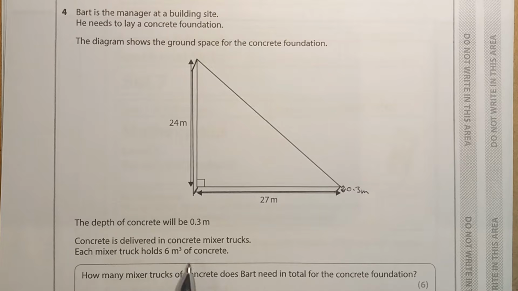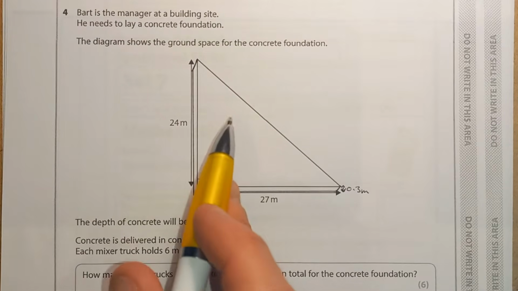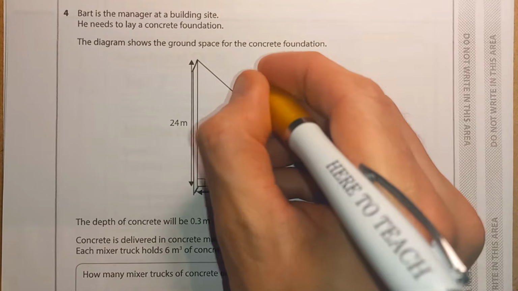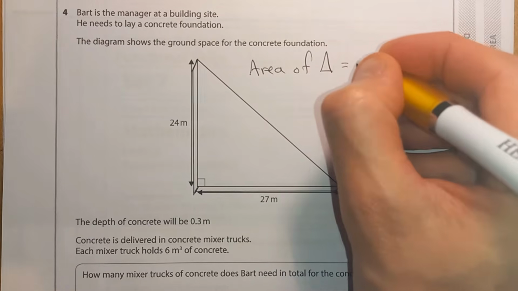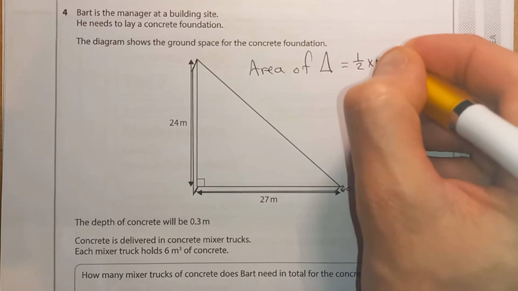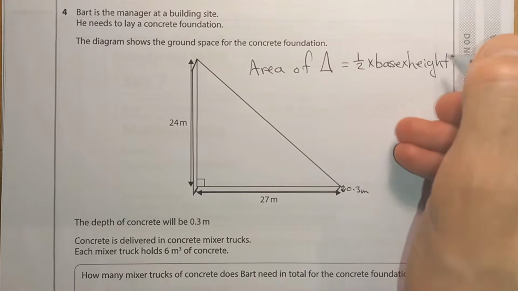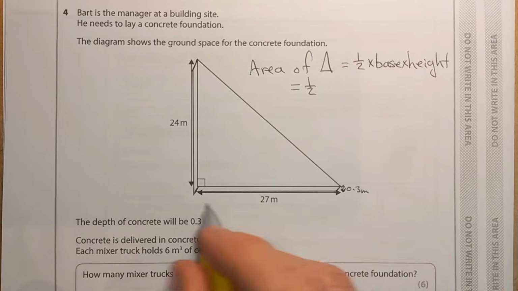Okay, right, so we're going to work out how many mixer trucks we need. Well, to start with, we're going to need to know the volume of this thing, this sort of 3D triangle. And even before that, we're going to need to know the area of this triangle. And we can then multiply it by the depth. Well, the area of a triangle is half times the base times the height. Okay, so that's a half. What's the base? Well, the base is 27.